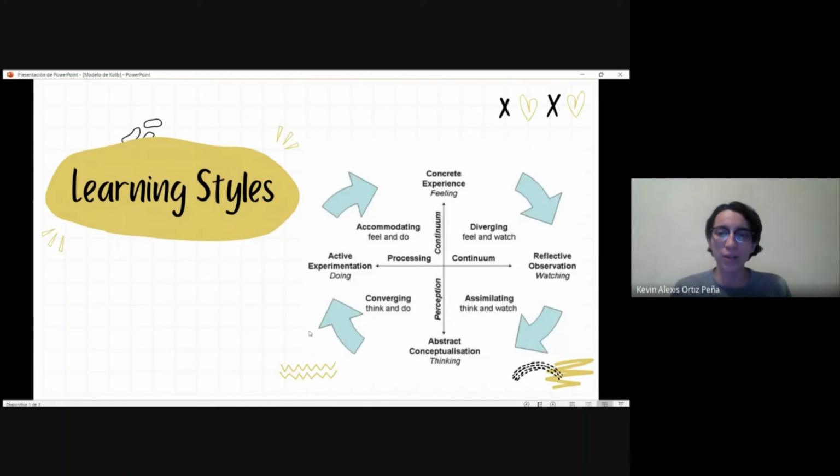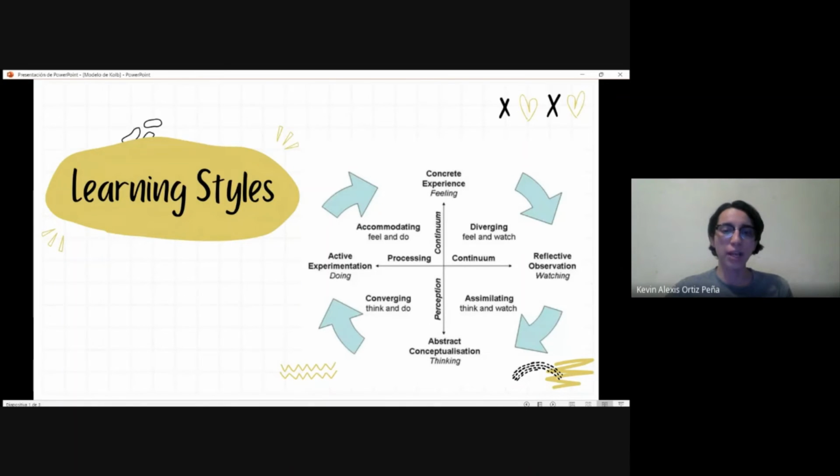As we can see here, concrete experience, that is feeling, goes to the right toward diverging, that is feeling and watching. Reflective observation, watching, continues to assimilating, thinking and watching. After that, abstract conceptualization, thinking, leads to converging, that is thinking and doing, and active experimentation, that is doing, is close to accommodating, feeling and doing.